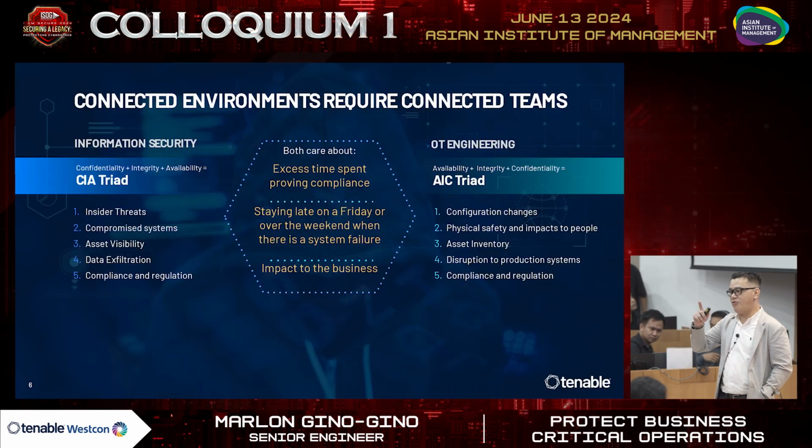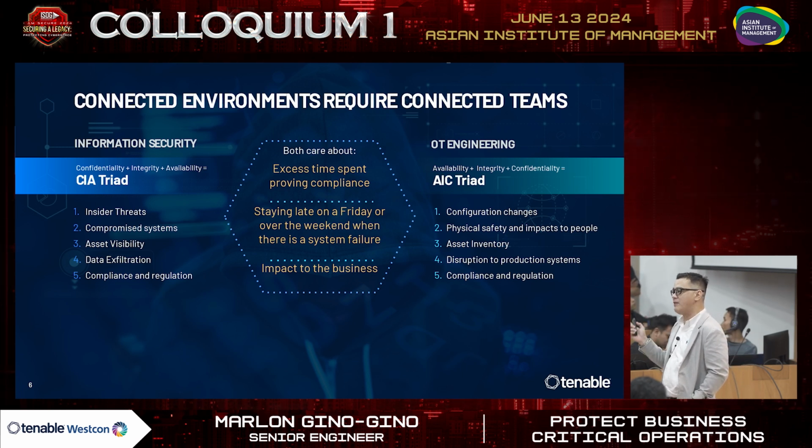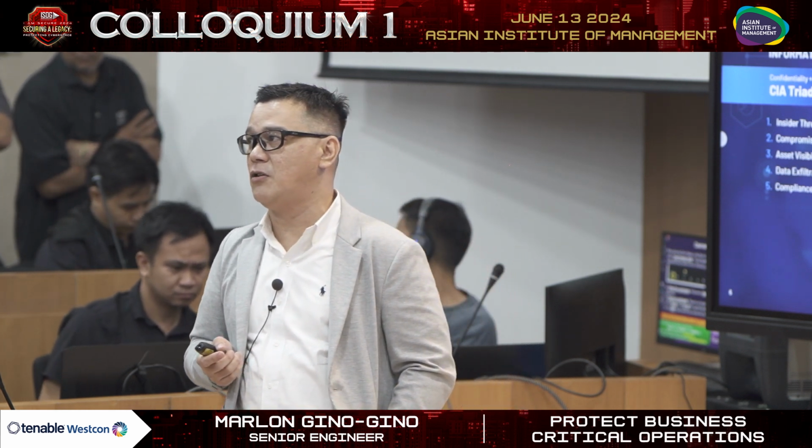But both teams need to be interconnected. They need to understand one another. The information security side needs to understand the environment of the OT side. But at the end of the day, they're looking at what will be the impact on the business if something happened to both sides, or especially on the OT environment.